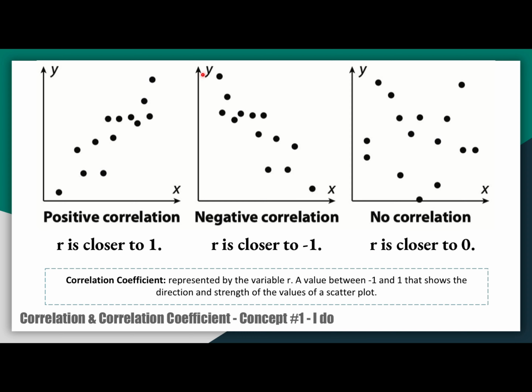Okay, so this one obviously is negative because it's going down. This one's no correlation because it's hard to tell. Am I going up? Am I going down? It's hard to tell what's going on there, so that's no correlation.